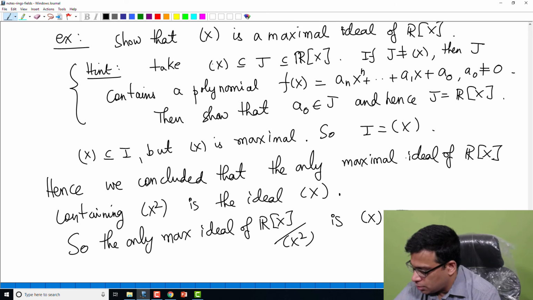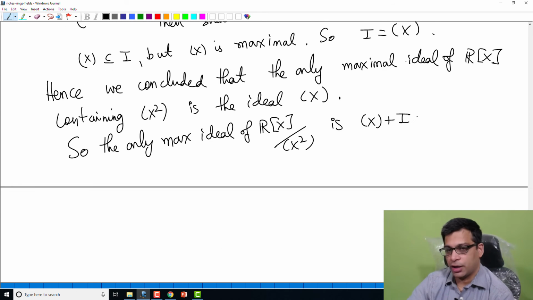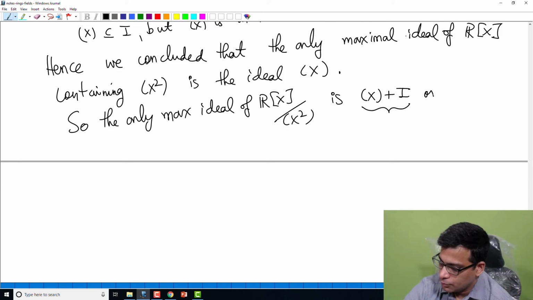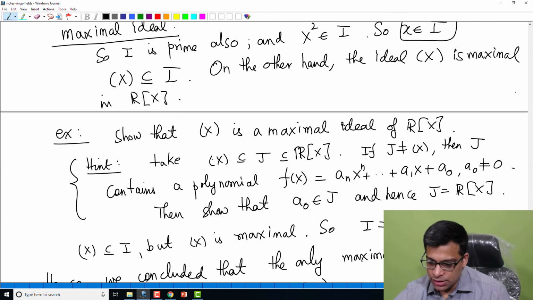So this is my notation for the image under that correspondence. Another equivalent notation is x plus x squared, I should write. This is bad notation, but okay. So in particular, there is exactly one maximal ideal of Rx mod x squared, and it is given by the ideal x. Okay, so this is a bit involved, this proof.